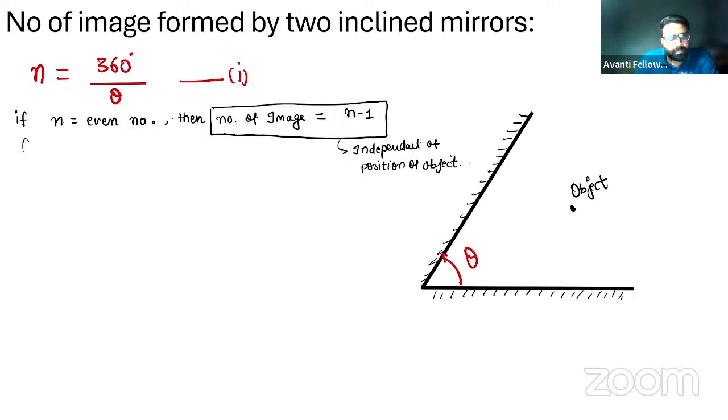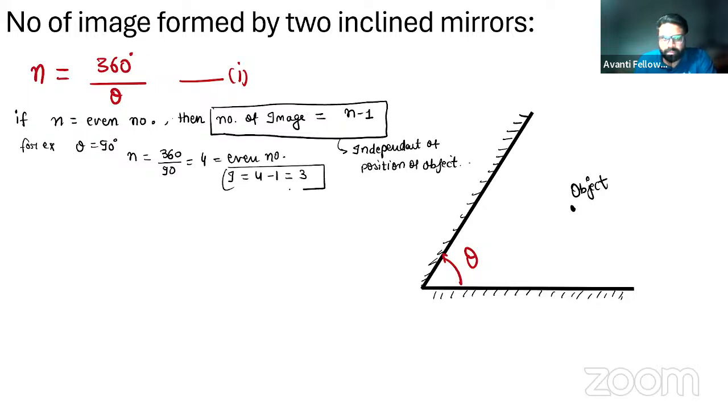For example, let's say theta is given as 90 degree. So n is coming out here as 360 upon 90, which is 4. So this is an even number. So number of images, let's say I is nothing but 4 minus 1, which is 3. So कितनी images बनेंगी इस object की? 3 images will be formed. Got it? Clear है?